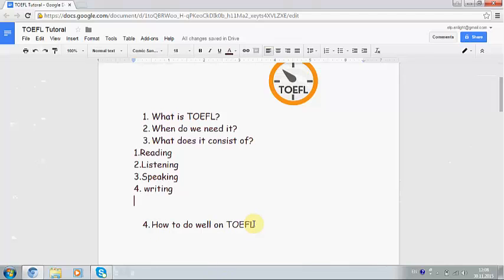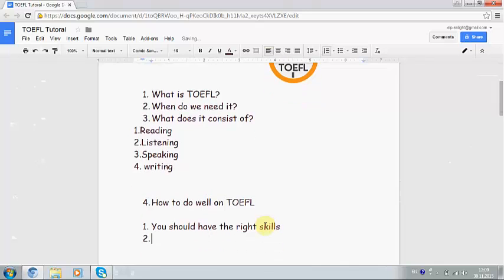But first of all, the first key, if you want to do well on your test, is that you should have the right skills. The TOEFL test is based on skills. If you figure out the skills, if you figure out how to do it effectively and really fast and really correct, then you will succeed.